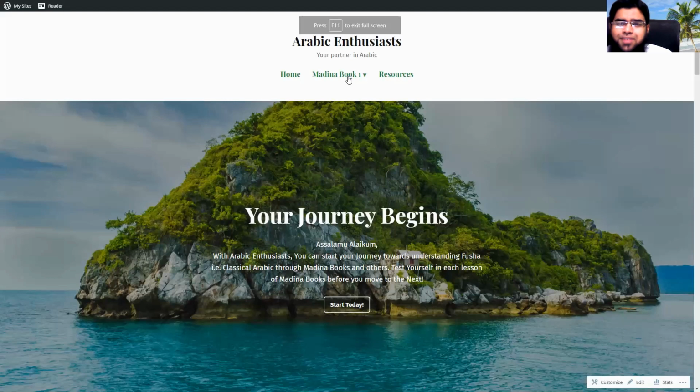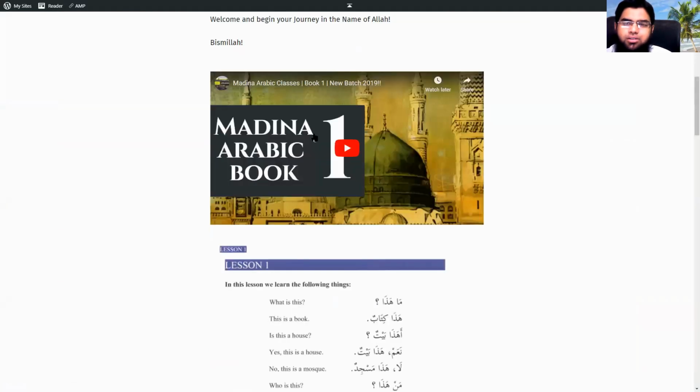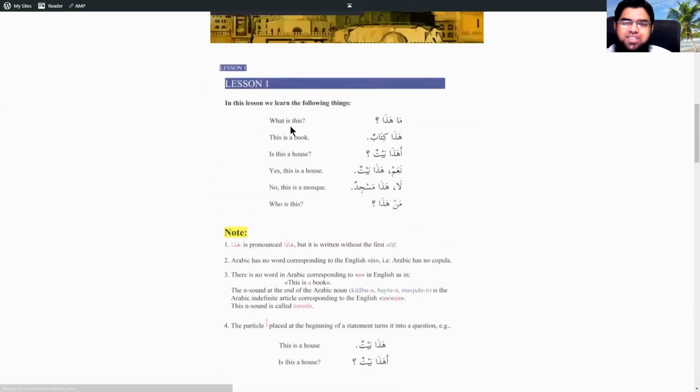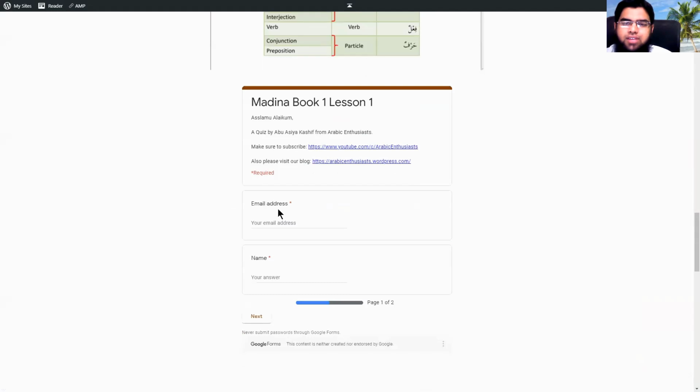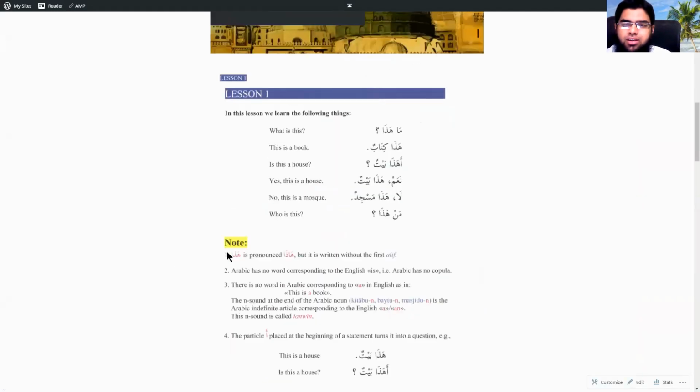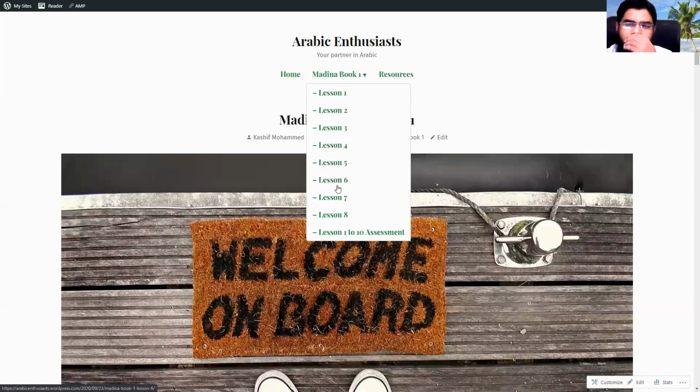This is the website I created. You can go to book 1, for example, lesson 1. You can see the video of the class, and then you can see the key also. I put photos of the key here, and then you can take an exam, where you put your email address and so on. I did this for 8 lessons till now, inshallah. Someday I want to finish all of them.